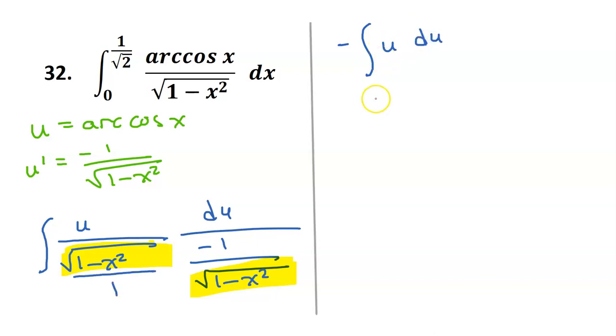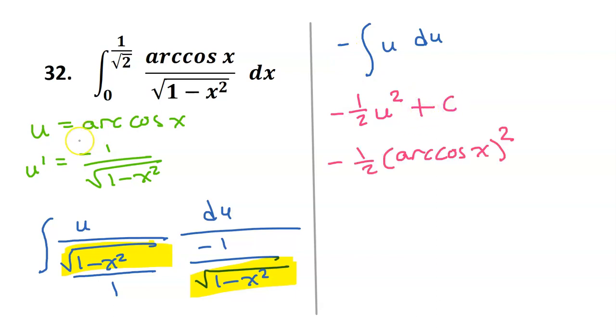Using the power rule of integration, I will increase the power by 1. So I get u squared, and then I divide by the new power. So that's going to be 1/2 in the front, except it will be negative 1/2 because of the negative sign that I already have, plus c. Substituting arc cosine x back in for u, we have this. Instead of putting the plus c, I am going to put the limits of integration back in.